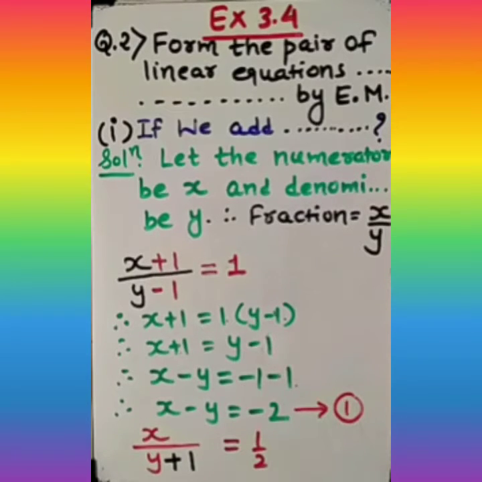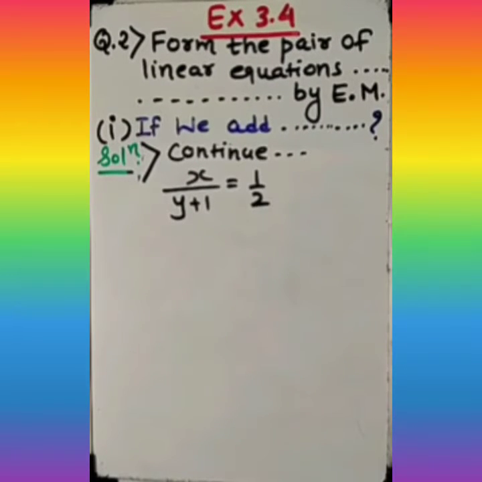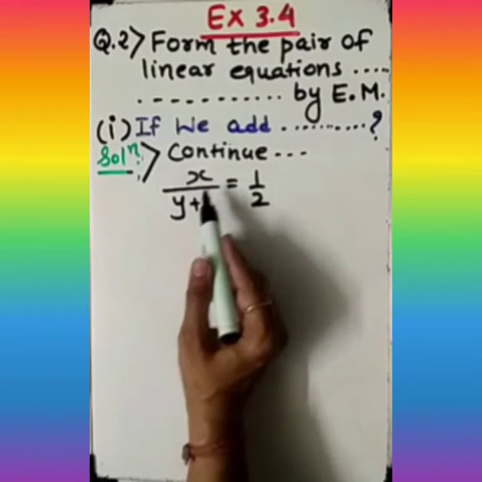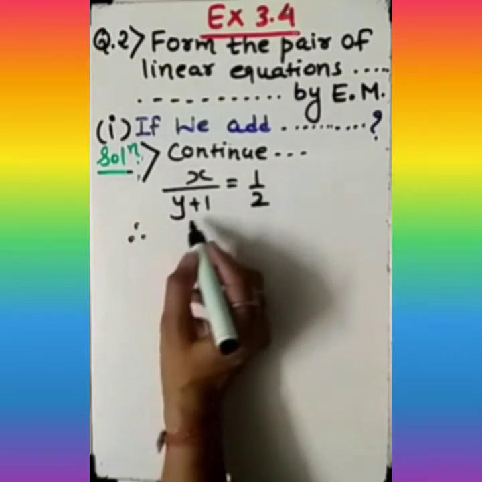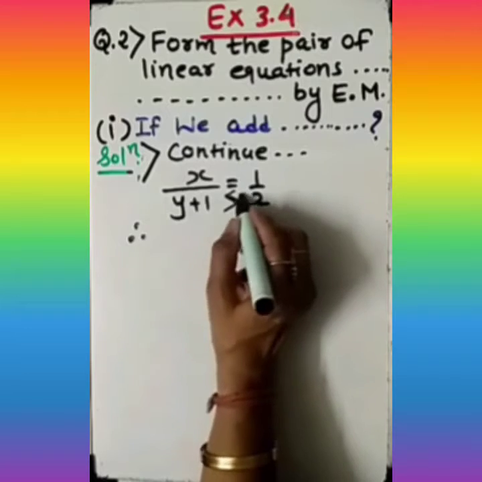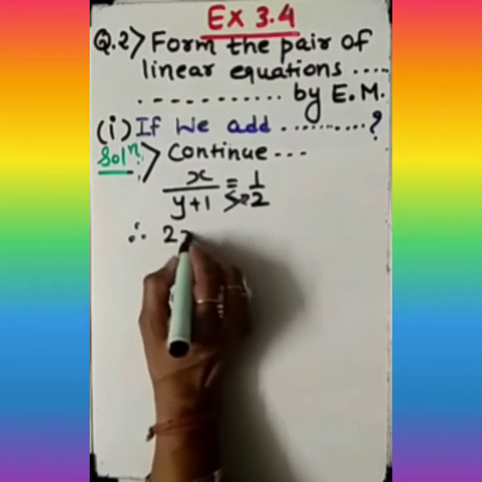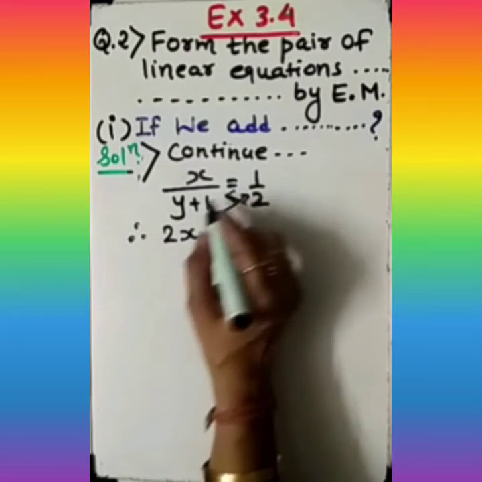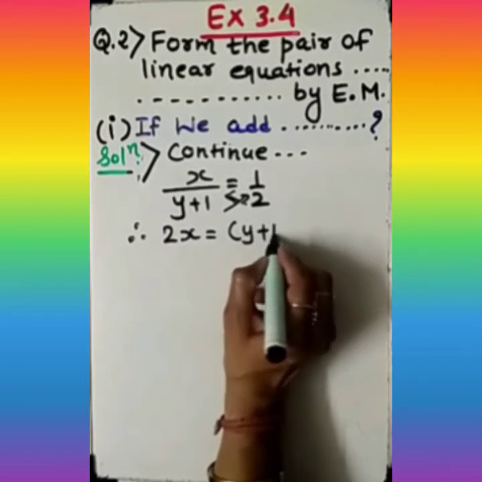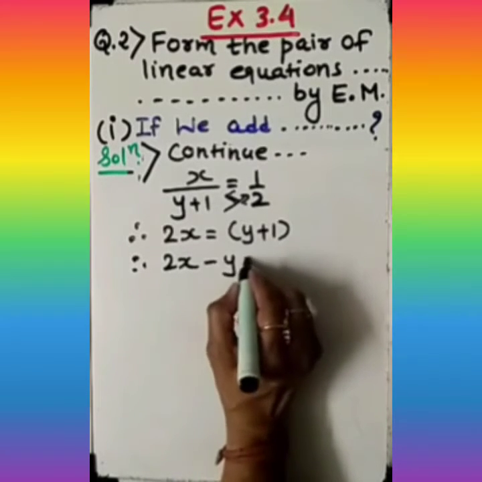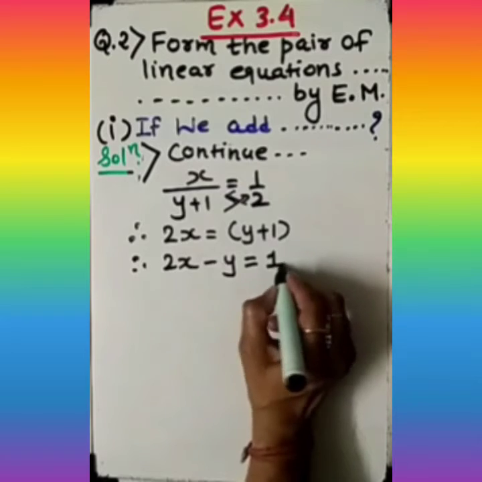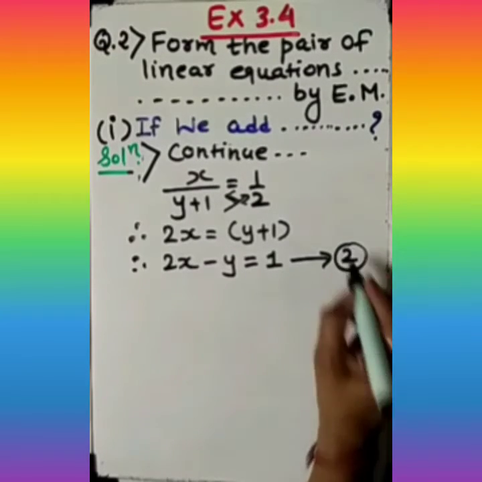Now let's bring it into general form and continue question 2. The second equation, as we have written, x upon y plus 1 equal to 1 half. Therefore, take cross multiplication, you know. So it will become 2x, and 1 will be multiplied with this, giving y plus 1. Therefore, let me bring this y to the left side. It gives minus y and this 1 remains as it is. Let me call this result number 2.